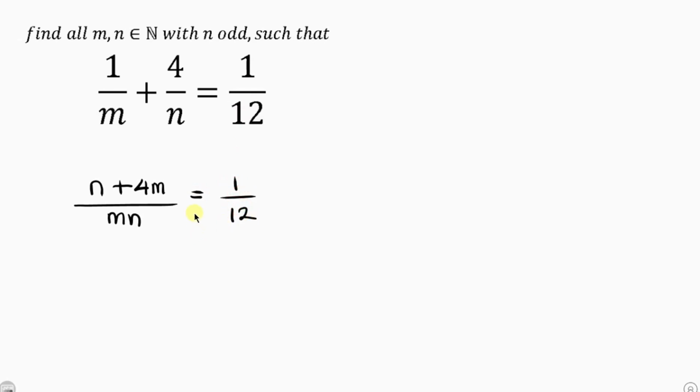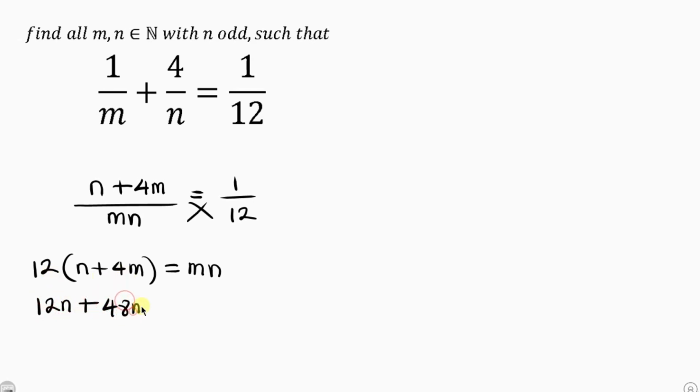So our next step will be to cross multiply. When I cross multiply, it means 12 will multiply n plus 4m. That means 12 times (n plus 4m) equal to mn times 1, and that's going to be mn. Now let's open up the bracket on the left. So 12 times n, I'm going to be having 12n, plus 12 times 4m, that's 48m, equal to mn.